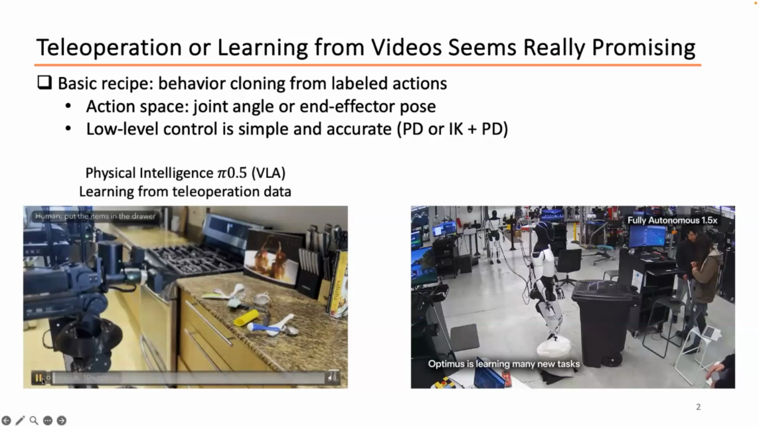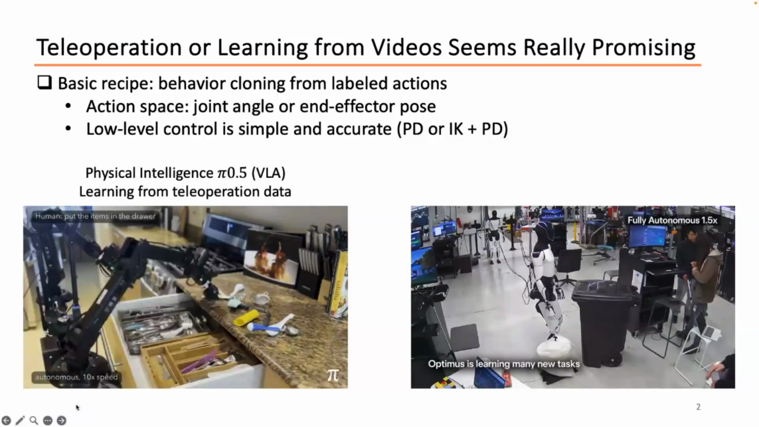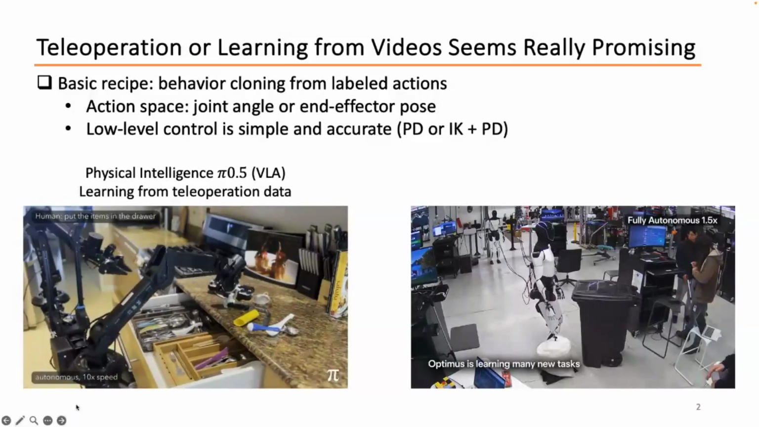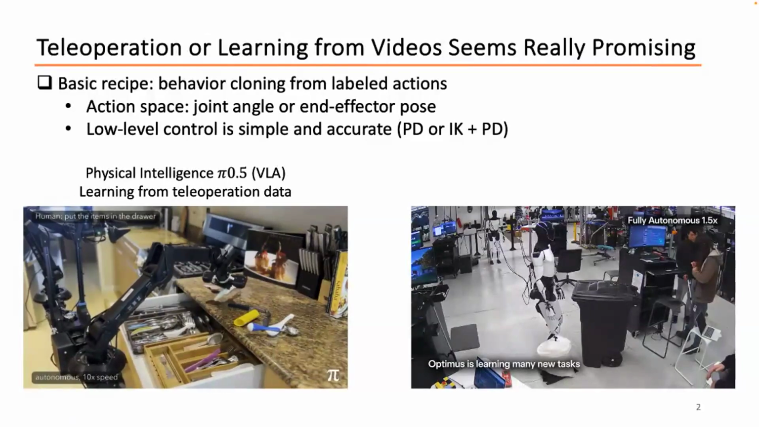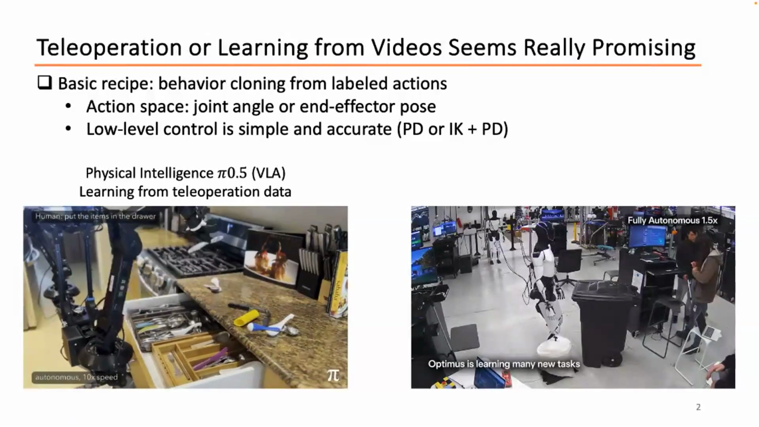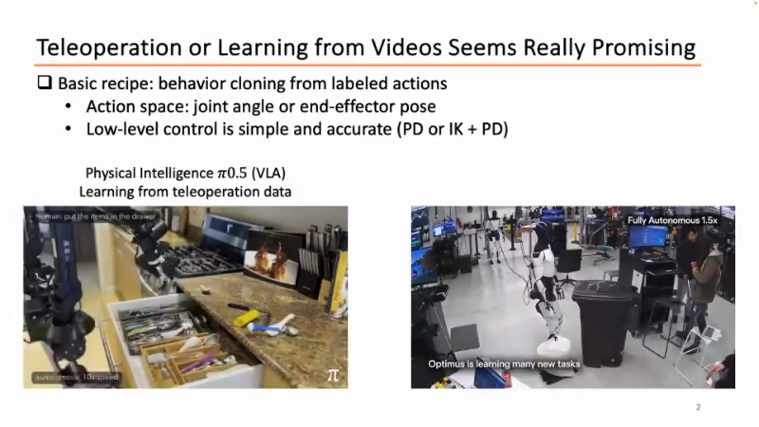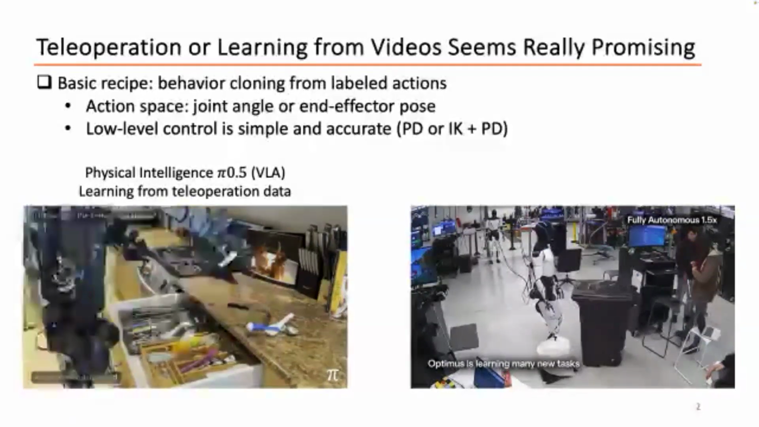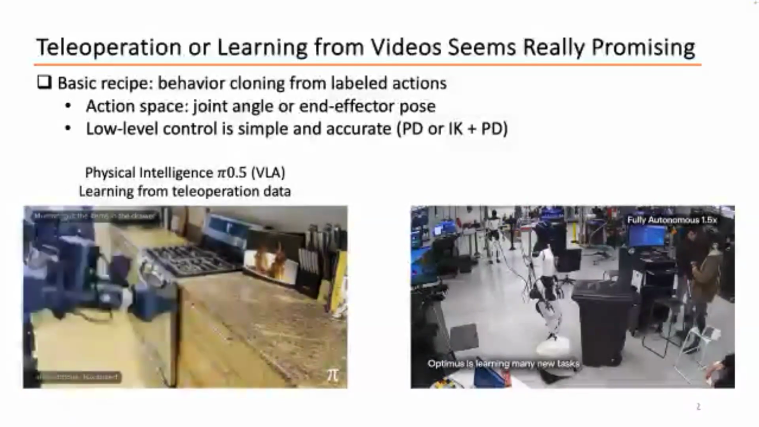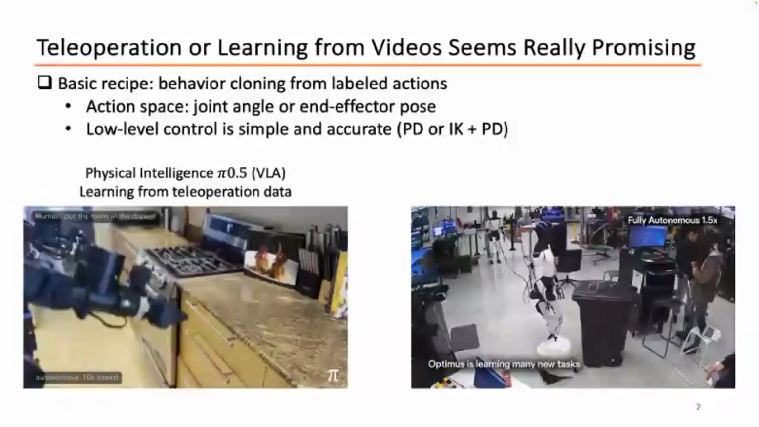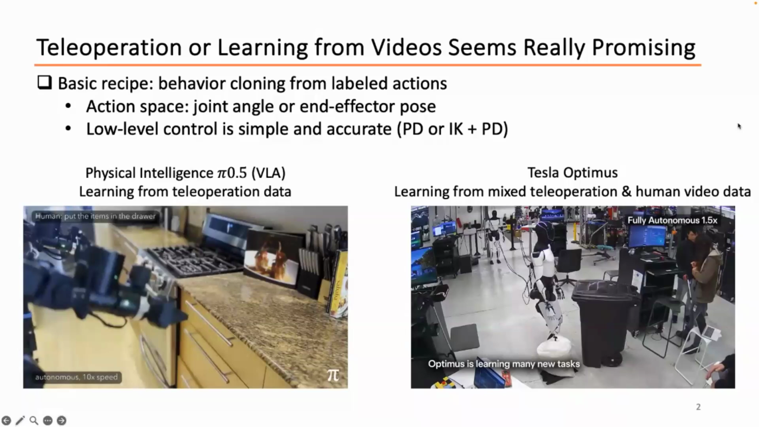And the first example is a recent release, Pi 0.5 from the startup company Physical Intelligence, which is a pretty big VLA model, vision language action model, learning purely from teleoperation data. I mean, this video is really impressive in my opinion, because it's an open vocabulary, very long horizon manipulation. I believe all the objects in this video are unseen at training time.